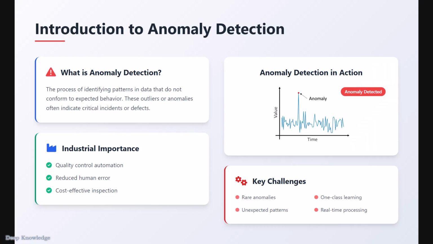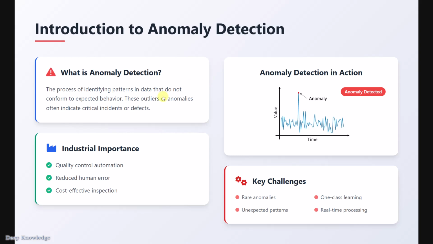So let's start with the basic stuff. What exactly is anomaly detection and why should we care about this? As an example, you are running a factory producing thousands of components every day. Among these thousands, maybe just one has a defect. And how to find these defects?